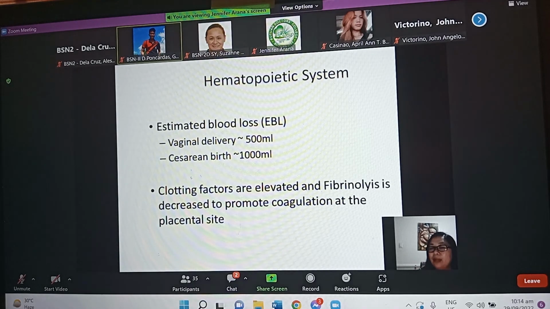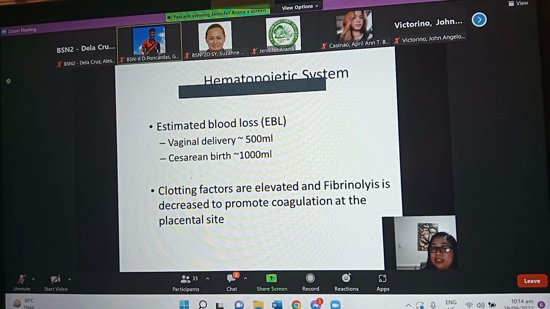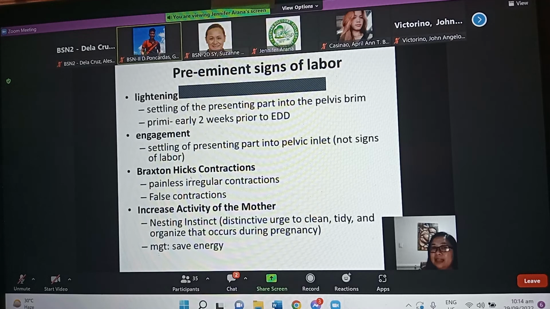Okay, the estimated blood loss during delivery for vaginal delivery is around 500 ml. For cesarean birth, it's around 1000 ml. Clotting factors are elevated and fibrinolysis is decreased to promote coagulation at the placental site.